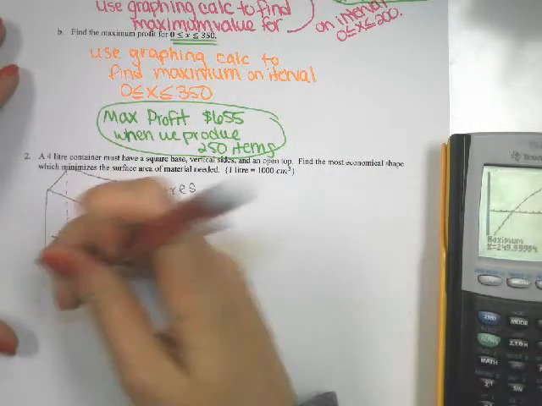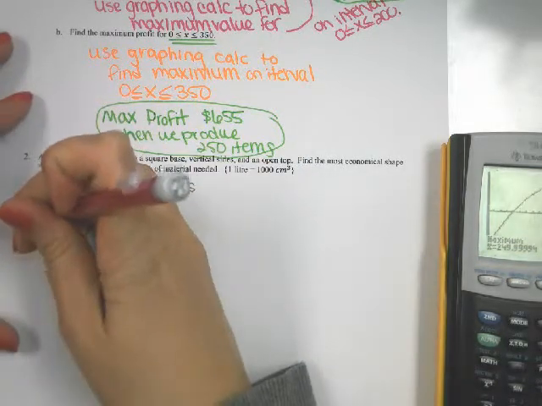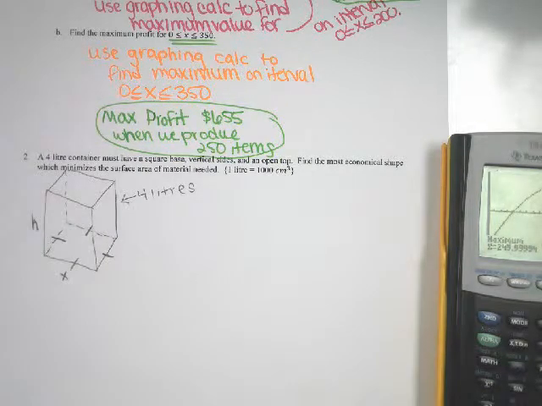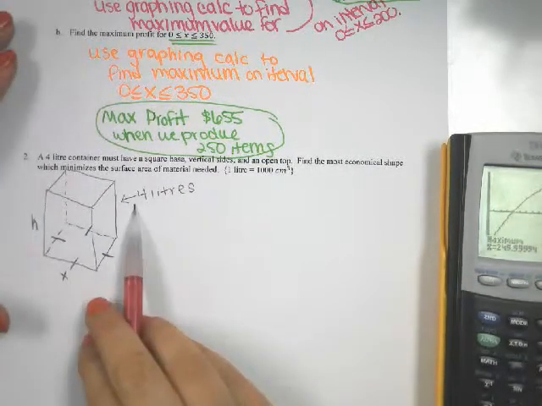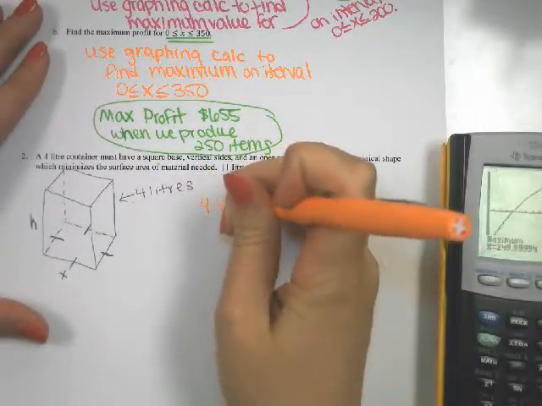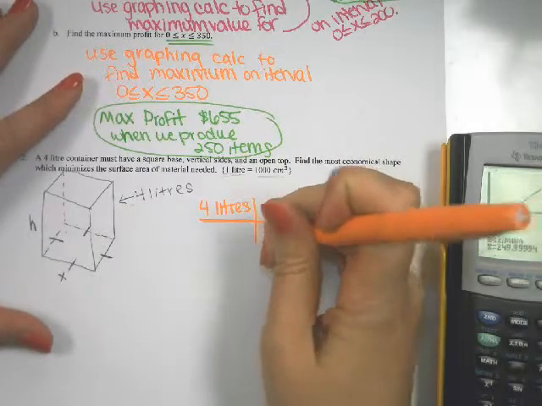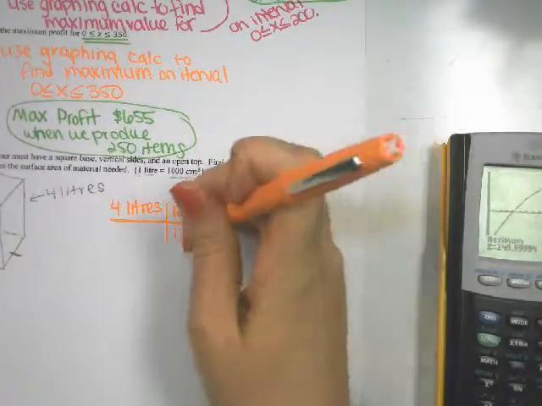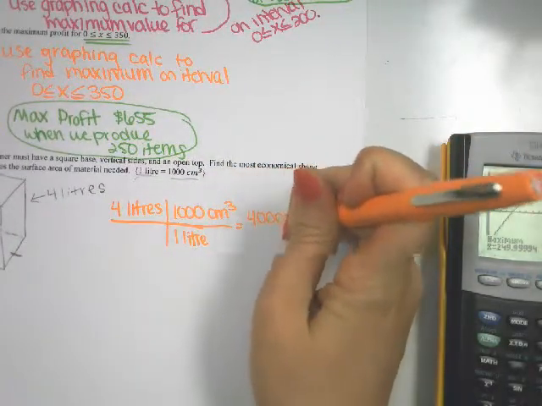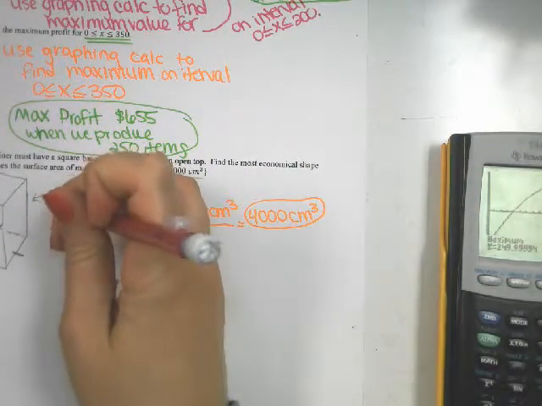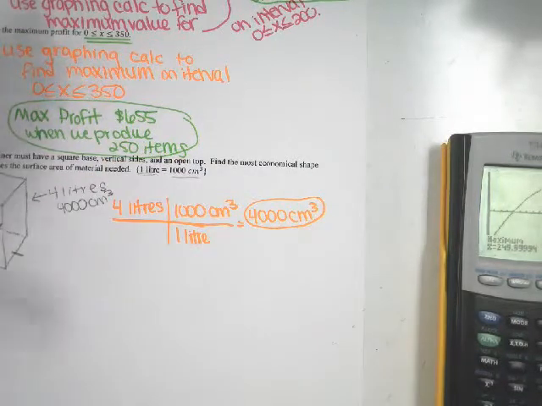I'm going to call this x down here. That's the side length of my square base. I'm going to call this h. That's the height of the shape. If this holds 4 liters, we do a unit conversion because 1 liter is 1,000 centimeters cubed. So this would hold 4,000 cubic centimeters. Instead of 4 liters, we can use 4,000 cubic centimeters.